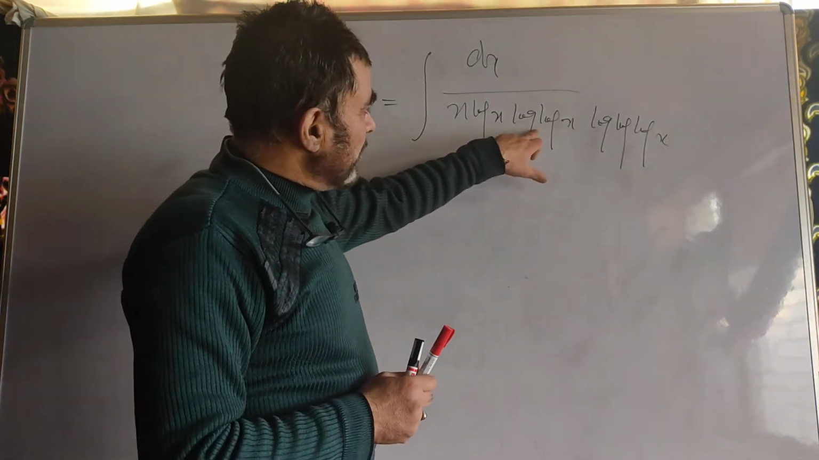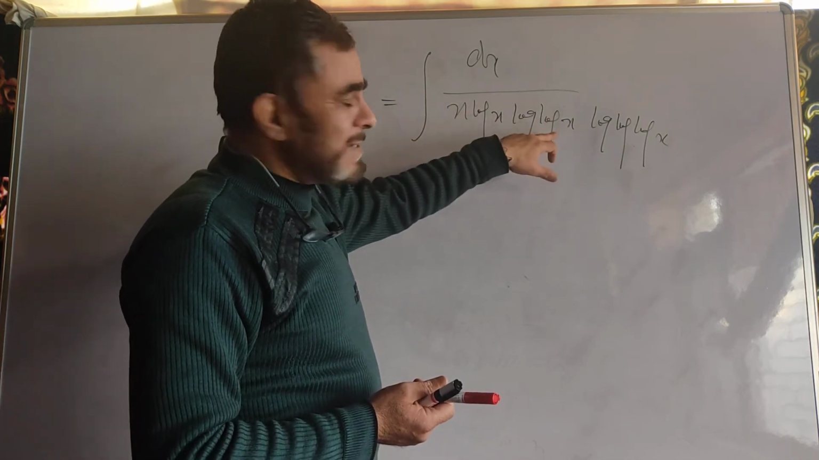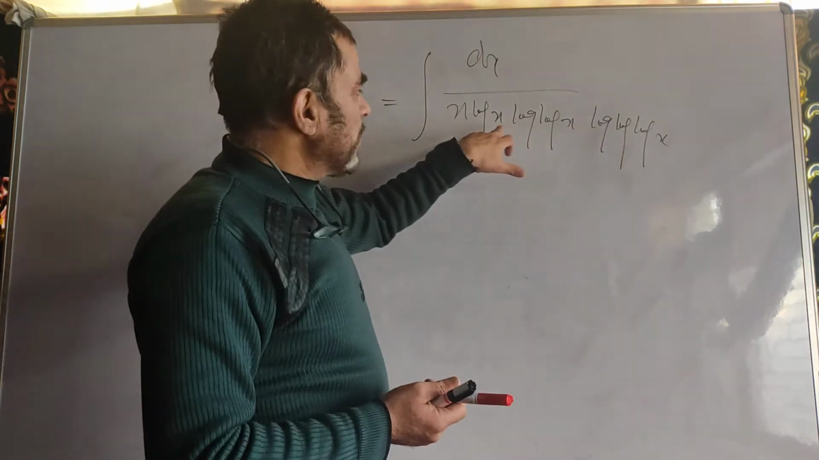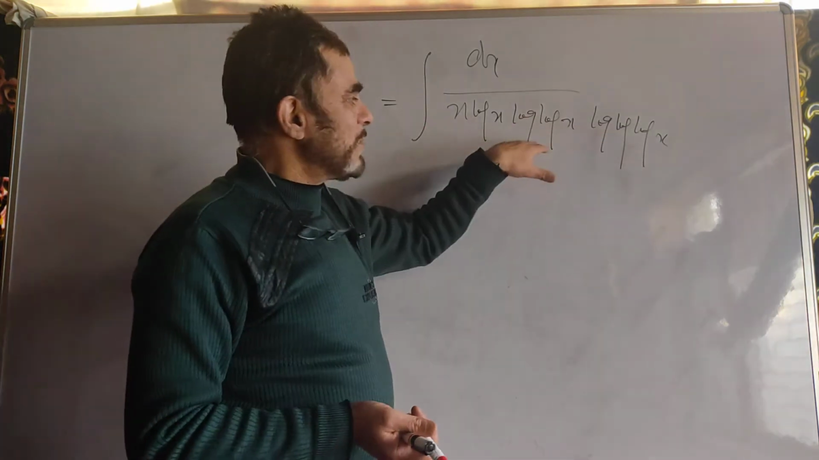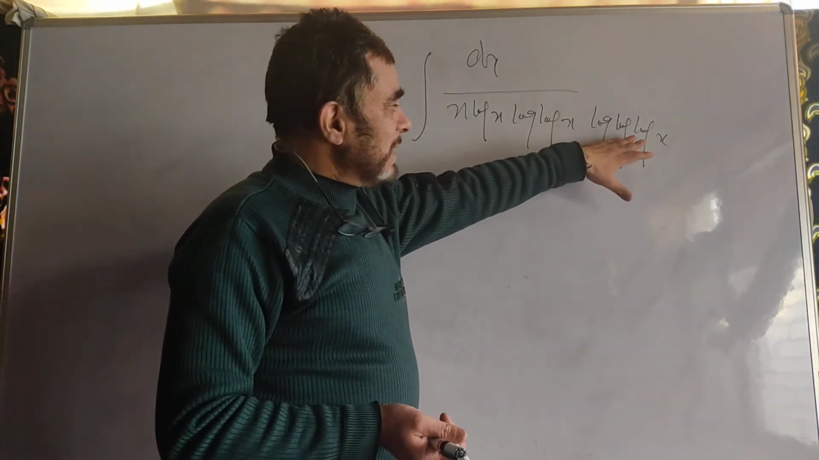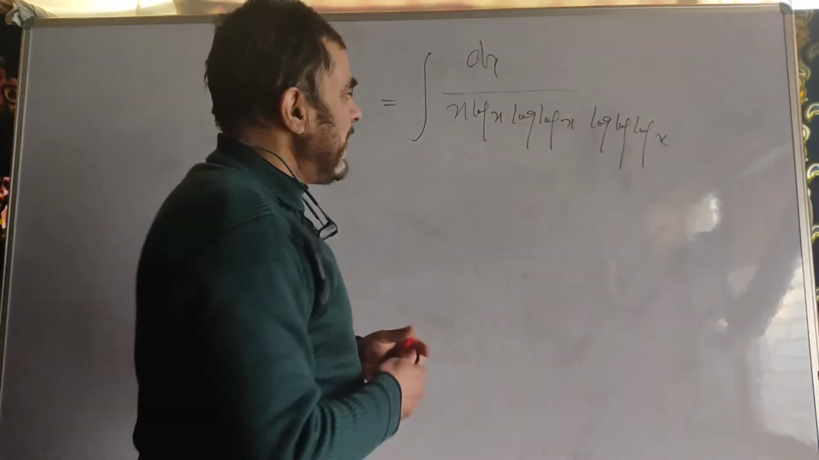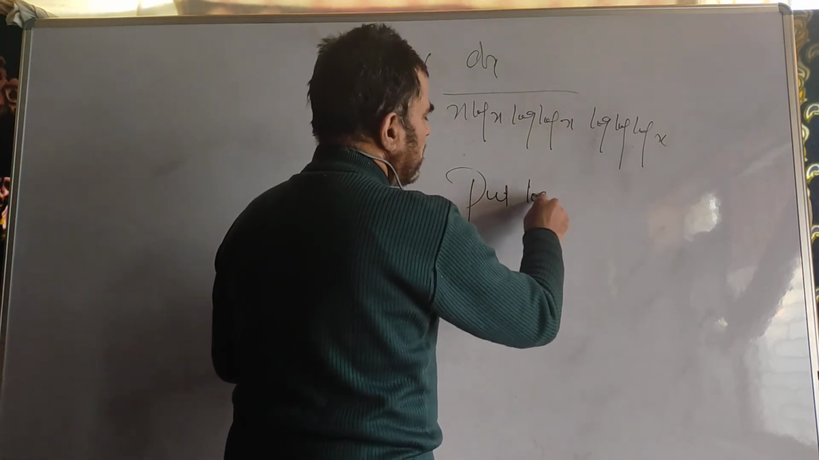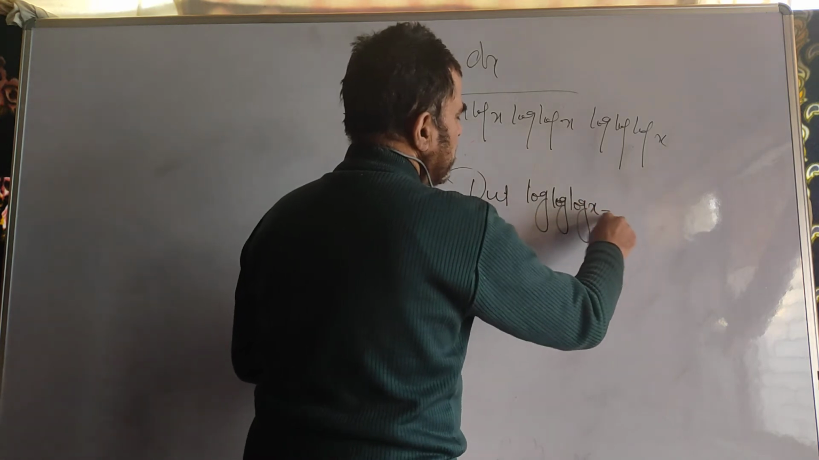If we put log of log x as something, by differentiation I can get 1 by log x into 1 by x. This part I can get. But what about this part? If I put log x, the derivative of log x gives me only 1 by x. What about these two? If I put this, I will get this, not this. Otherwise, if I put log of log x as something, I get this easily. You see how? If I make the substitution, put log log x is equal to t.